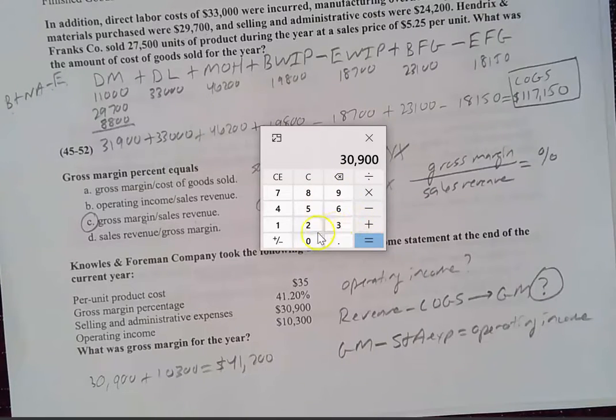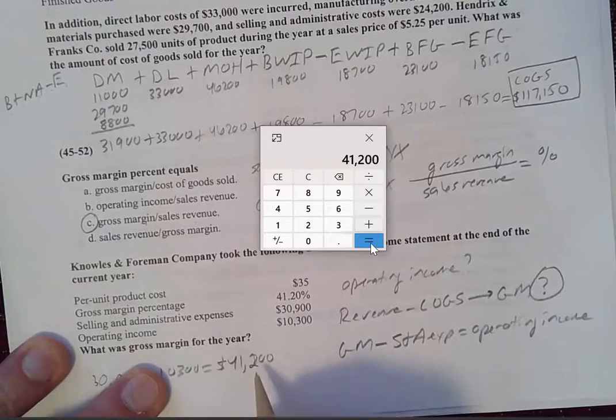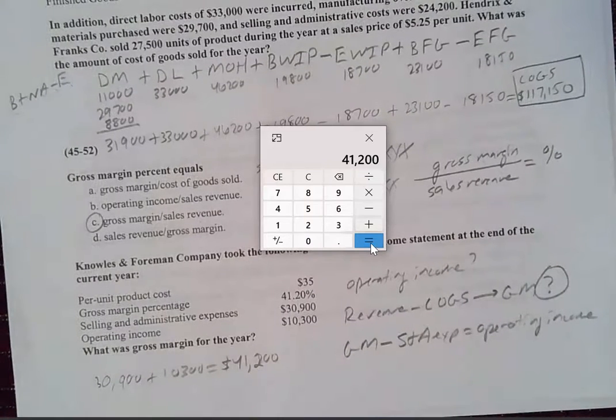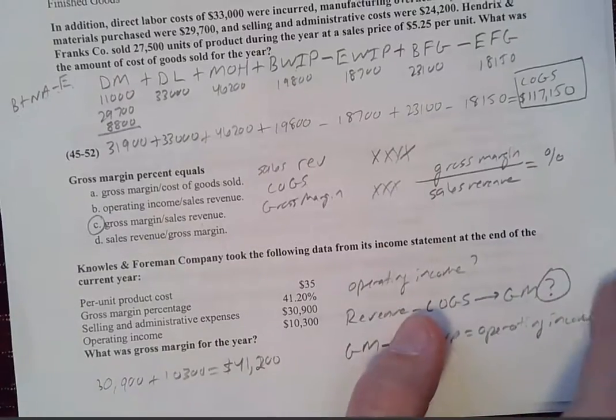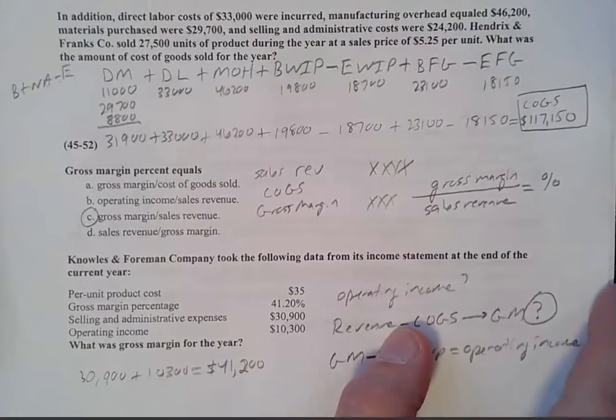3,900 plus 10,300 equals $41,200. Let me clean this up a little bit. And that's it. Now we can also, this paper keeps getting crooked.